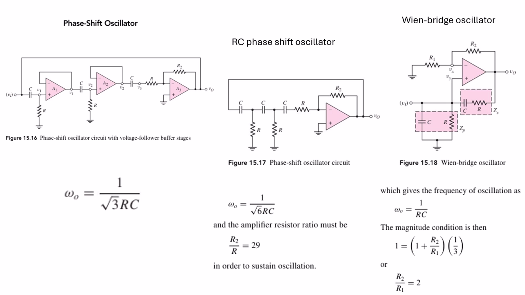Third one is the Wien bridge oscillator. Here we are using some R and C, the resonance frequency, which will be omega naught equal to 1 by RC. The magnitude condition here is that 1 plus R2 by R1, into 1 by 3, equals 1, or R2 by R1 is equal to 2. Otherwise it may not oscillate.